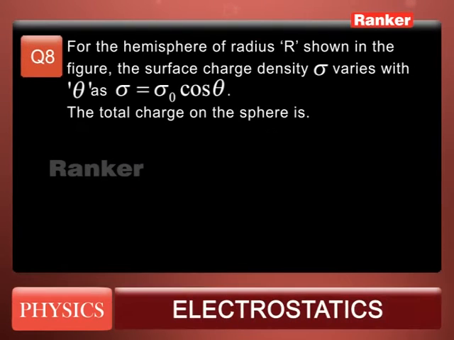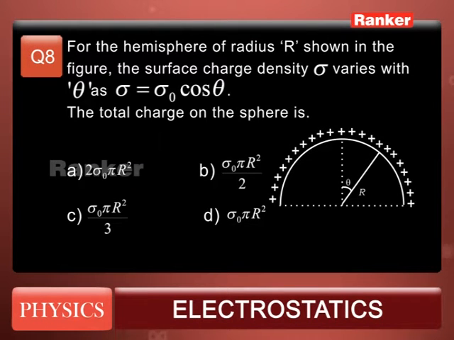Now problem number 8. For the hemisphere of radius capital R shown in the figure, the surface charge density sigma varies with theta as sigma is equal to sigma naught cos theta. The total charge on the sphere is how much? That is the concept. He has given us 4 options once again.